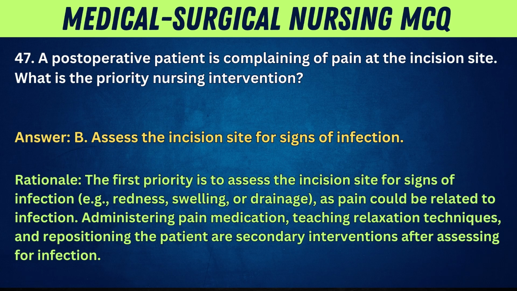Rationale: the first priority is to assess the incision site for signs of infection, e.g., redness, swelling, or drainage, as pain could be related to infection. Administering pain medication, teaching relaxation techniques, and repositioning the patient are secondary interventions after assessing for infection.